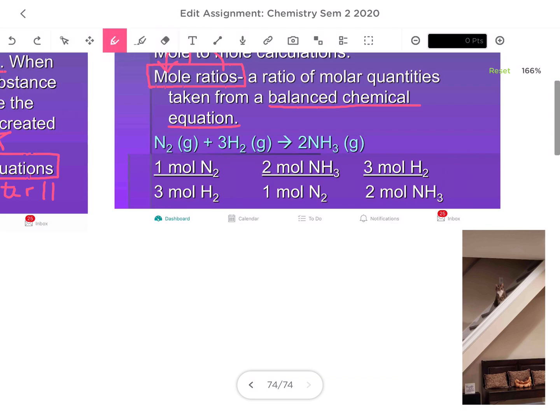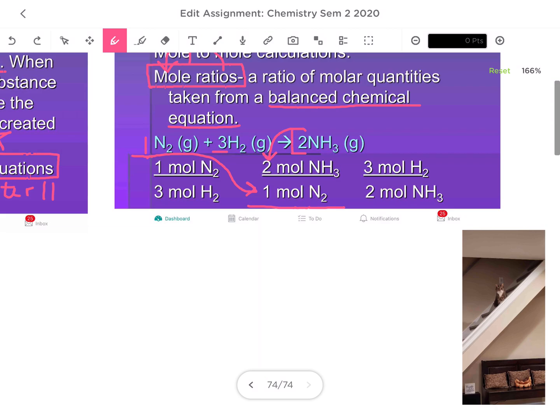But look here. Remember, this is an understood 1. So we have a 1 in front of N2. We have a 3 in front of H2. And we have a 2 in front of NH3. Those are where these numbers come from. Like, look at this one, for example. See how the 2 moles of NH3 for every 1 mole of N2.